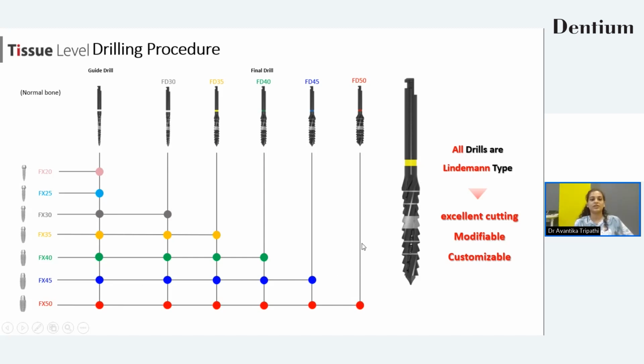All the drills which are there in the Bright surgical kit are Lindemann drills. As we all know, the Lindemann drills have an excellent cutting ability. They'll be able to prepare the osteotomy very easily and very fast, even in D1 bone quality, which makes our implant placement very fast and simple.